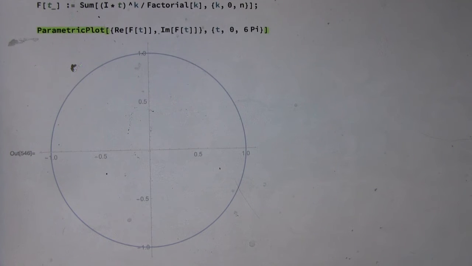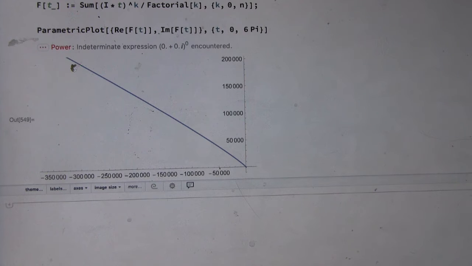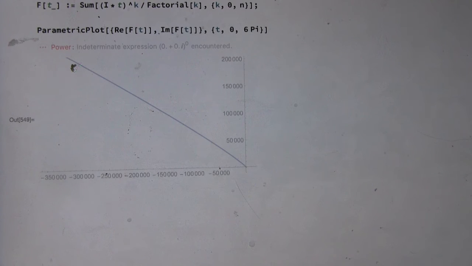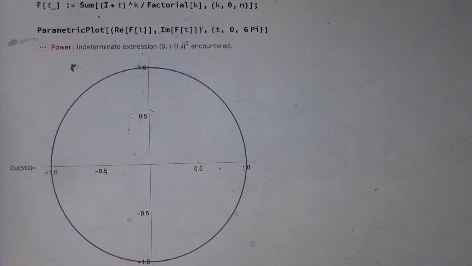0 to 6 pi. So at 10 terms, we're just heading off to infinity. In fact, maybe there's a circle there. In fact, we kind of know there's a circle there, but it's sort of lost. So I think my first guess would be 60 terms that we'd need. And that seems to be about right.